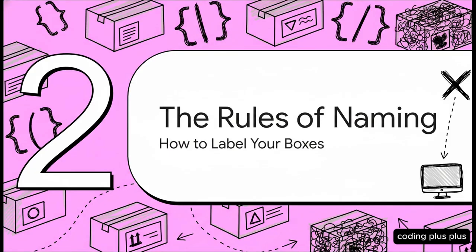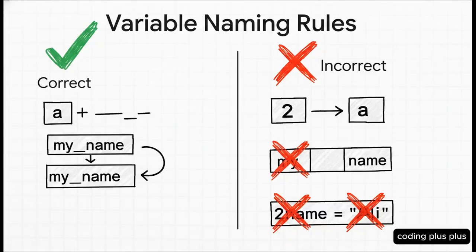Of course, just like you wouldn't label a real box with a bunch of random scribbles, Python has a few simple rules for how you should label your variables. These aren't just for fun. They keep your code clean and prevent a whole lot of headaches and errors down the line. So let's look at the big ones. First, your variable name has to start with a letter or an underscore. That's why you see my_name works perfectly. But trying to start with a number like in toName, nope, that's a no-go.